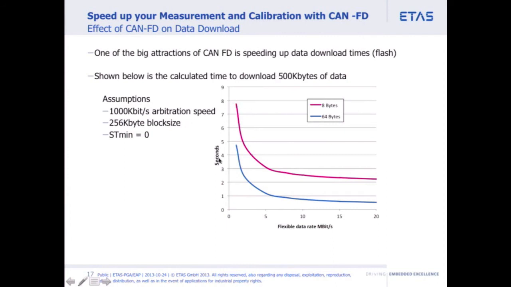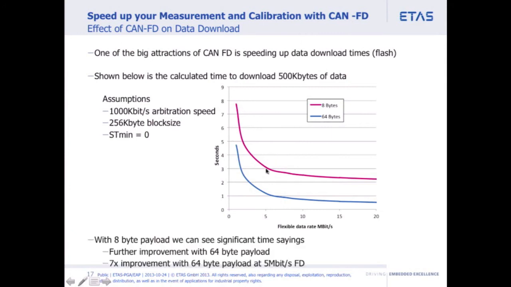What I find is, this is basically where we are today. This would take 8 seconds in this theoretical case. As I increase the flexible data rate, you see that the time comes down. For example, if I set this to 5 megabits here, I go from 8 to about 3 seconds. It's not quite a third, about a 2.5 times improvement. And with 64 bytes, there is significantly more improvement, especially when I get to 5 megabits. I'm down from 8 seconds to 1 second for downloading the data.